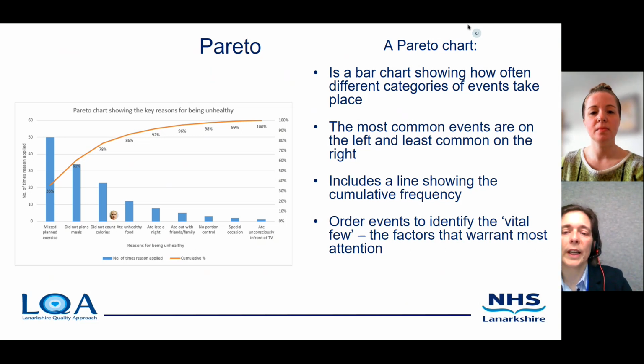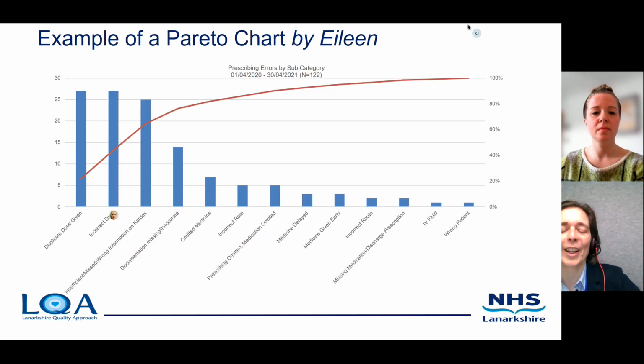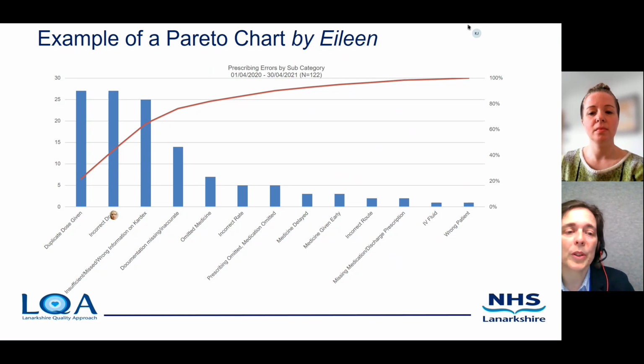So you're identifying the vital few, the factors that warrant the most attention, and it helps the team identify where to focus their work. Here we've got an example of a Pareto chart for a real project that was done about prescribing errors. On the left, we can see the greatest error that was happening was duplicate dose.